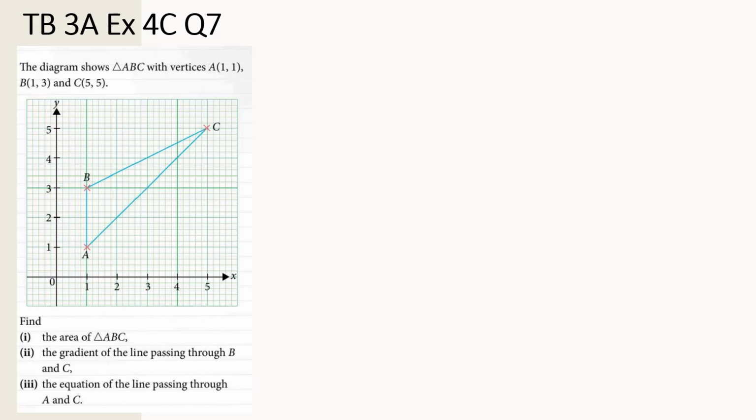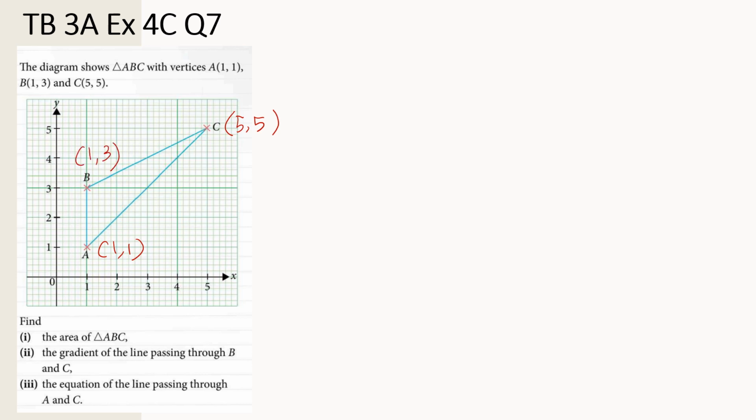All right, let's look at the next one. So for the next question, you're given the diagram. You're given a triangle, and the triangle is not an upright one. Doesn't matter, but we have 3 vertices. We have point A, point B, and point C. So maybe what we can do is just label the points. So point C is 5, 5. Point A is 1, 1. Point B is 1, 3.